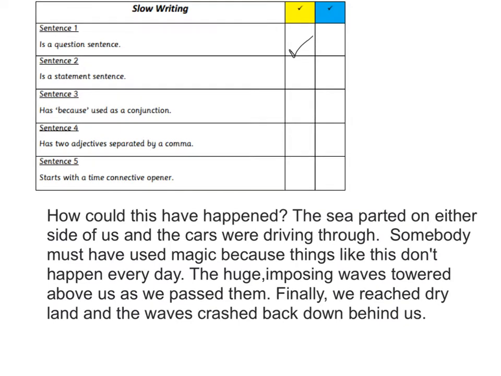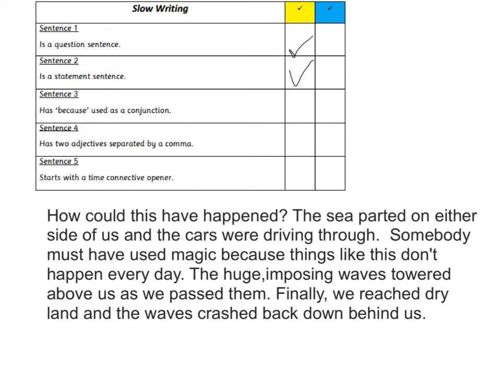And sentence 2 was a statement. A statement is what the children would usually be reading in their reading books. It starts with a capital letter, ends with a full stop. It just tells you about something. So: the sea parted on either side of us and the cars were driving through. So that's a statement sentence. I make sure it ends with a full stop, make sure it's begun with a capital letter as well, and then I'm going to tick that one because I've done that one.